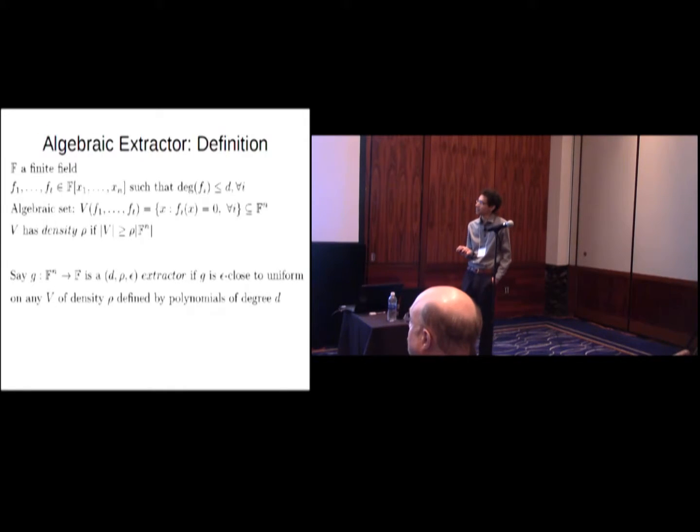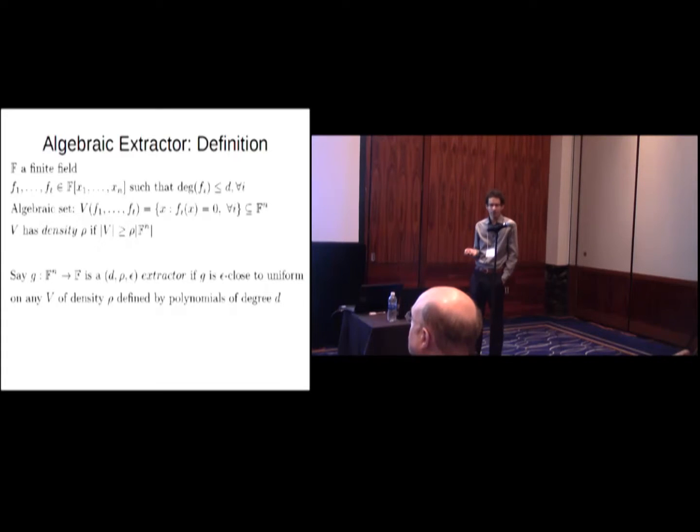We say an algebraic set V has density rho if V has size at least a fraction rho of the total size of the space. We now define an algebraic extractor. We say G, a function from F^n to F, is a (d, rho, epsilon) extractor if G's output is epsilon close to uniform on any algebraic set V of density rho defined by polynomials of degree d. Or in other words, an algebraic extractor is simply a function which looks roughly uniform when evaluated on any simple set, where here simple means a simple algebraic set, that is to say, the set of common zeros of a collection of low degree polynomials of reasonable size. This is our notion of an algebraic extractor.